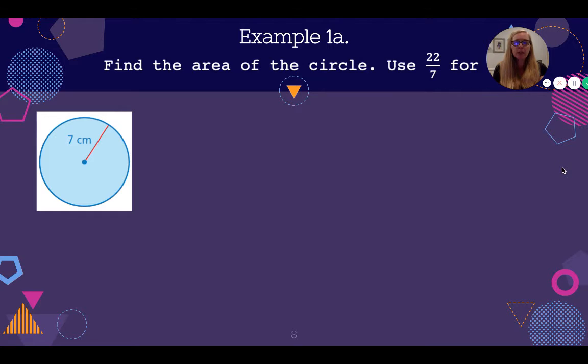Our first example for the area of a circle, we are given a circle with the radius of 7 centimeters. I would always recommend writing down that formula first. It helps you make sure that you are plugging in the numbers into the correct spots, and it also helps you memorize and know the formula.